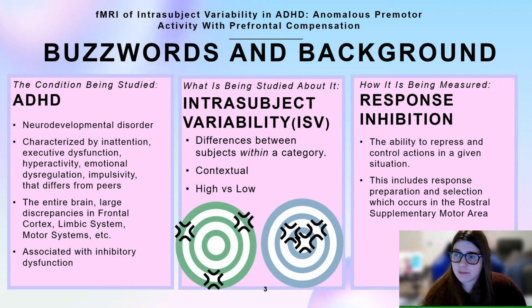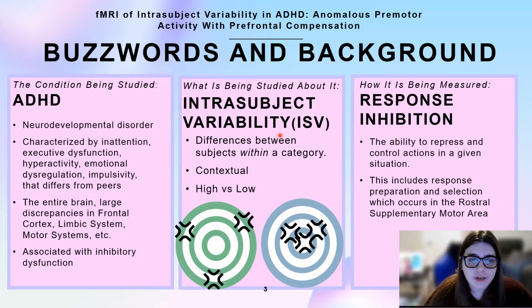We don't talk as much about the neuroscience of it, that it covers the entire brain. There's large discrepancies in frontal cortex, limbic system, and especially the motor systems. The main fact that you need to know about ADHD for this is that it's also associated with inhibitory dysfunction.